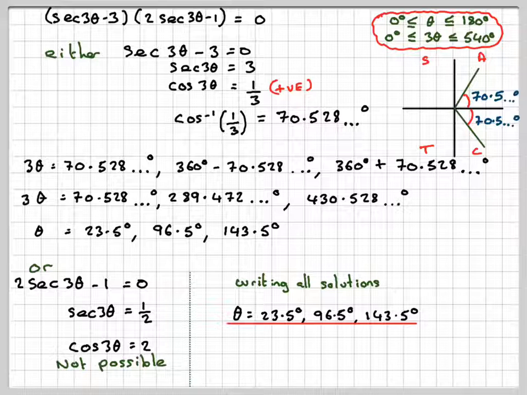So this has been a video to show you how to solve a trig equation using a Pythagorean identity, this one being 1 plus tan squared theta is equal to sec squared theta. I hope you understood, and I thank you very much for watching.